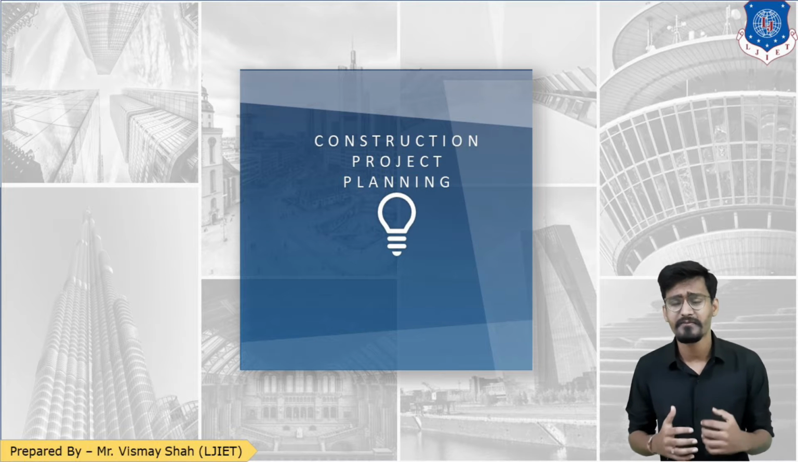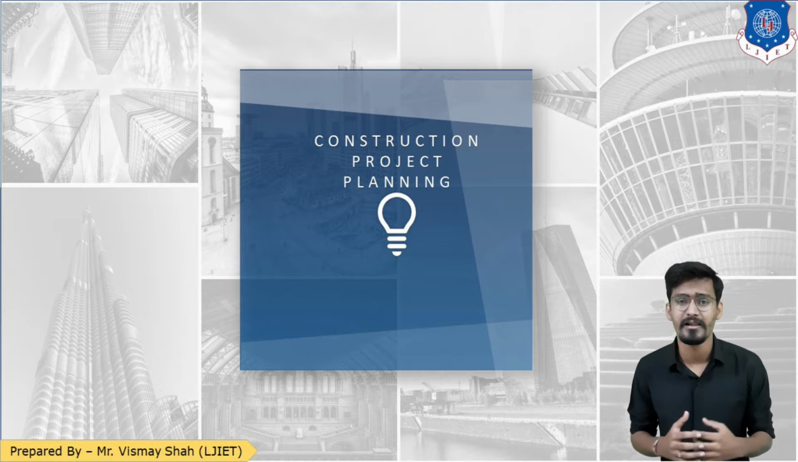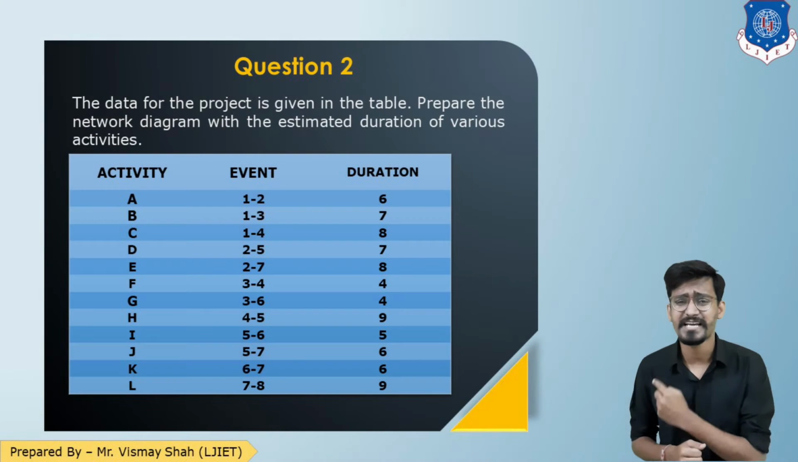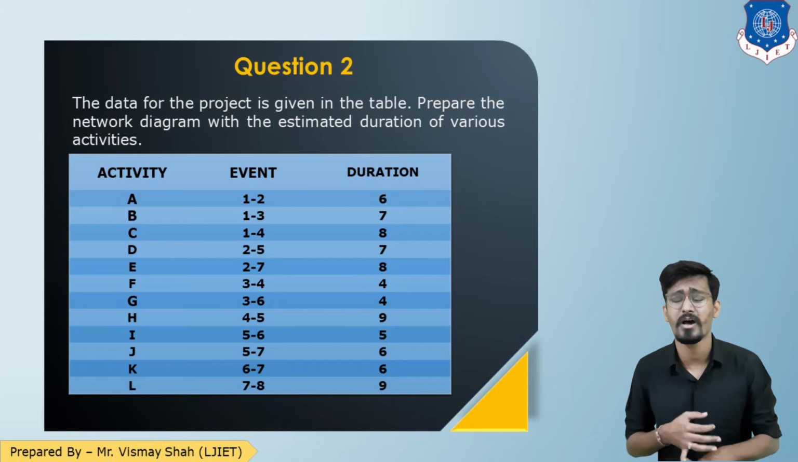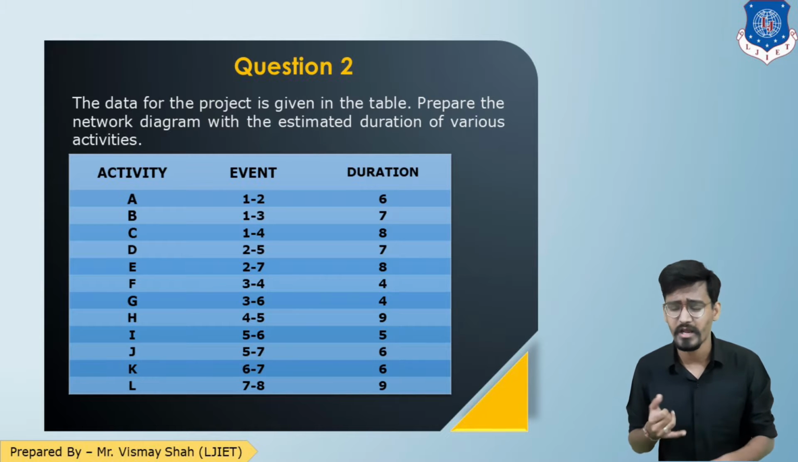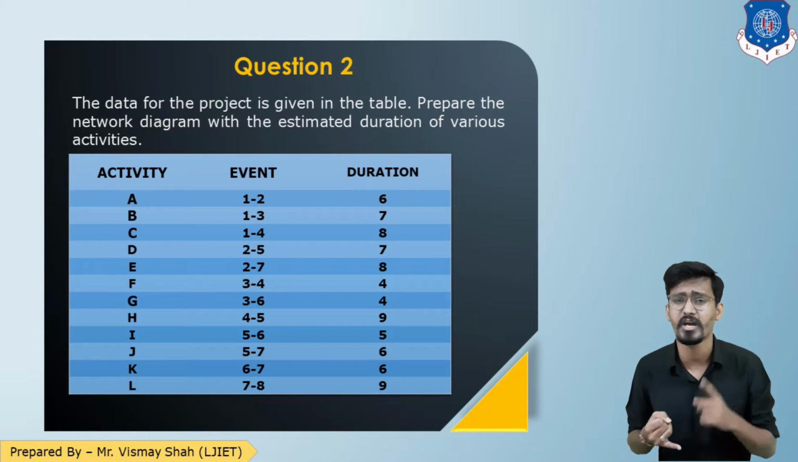Students, in the previous session of construction planning, we started seeing a numerical based on the CPM method. Let us see another question. So here is the second question: the data for the network is given in the table. Prepare the network diagram with the estimated duration and find the total duration, critical path, and prepare the table of flows.